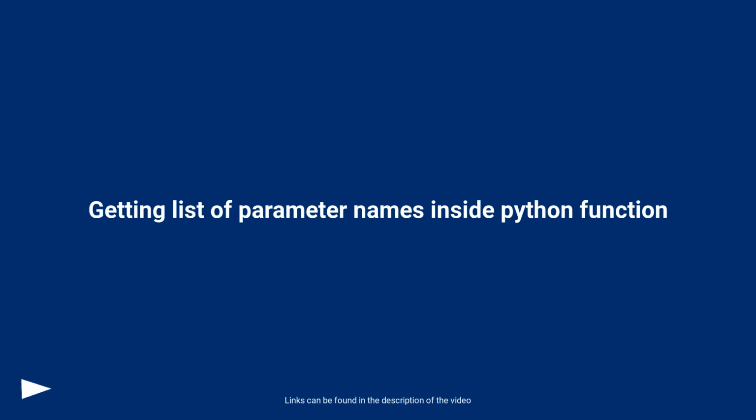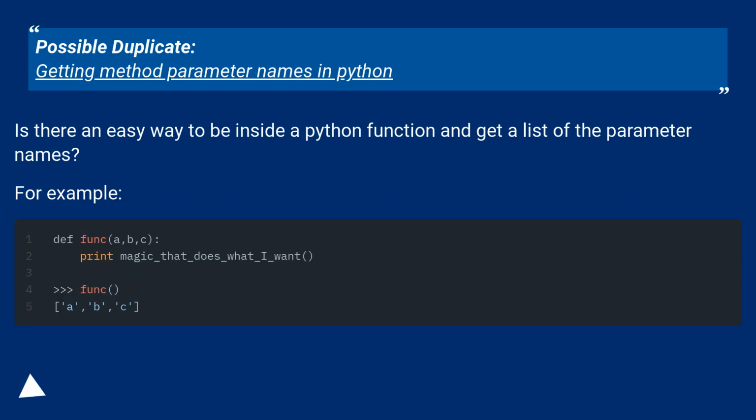Getting list of parameter names inside Python function. Possible duplicate, getting method parameter names in Python. Is there an easy way to be inside a Python function and get a list of the parameter names? For example, thanks.